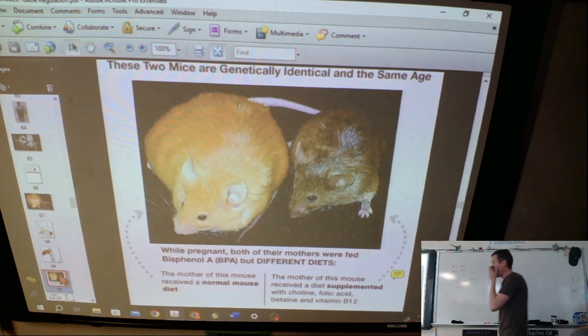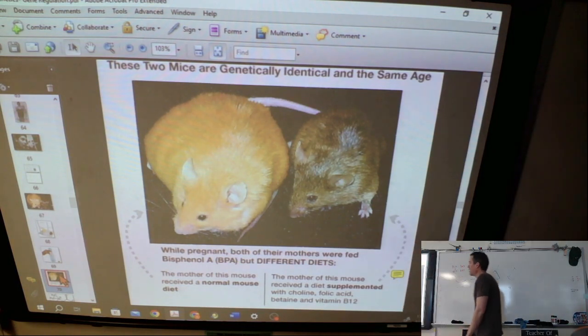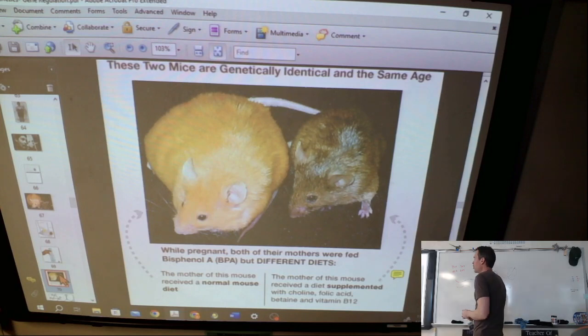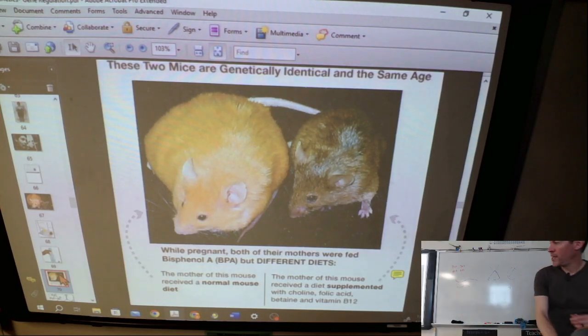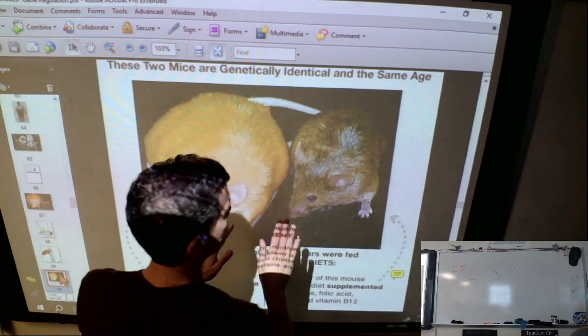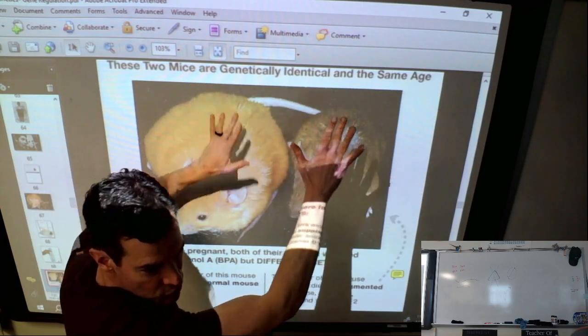These are offspring. They're identical twins. So we'll just say that they're brothers. They both came from the same moms. The moms were also clones, so the moms are genetically identical too. So if I'm looking at them, they look different, but they're twins and they came from different moms, but the moms were twins.